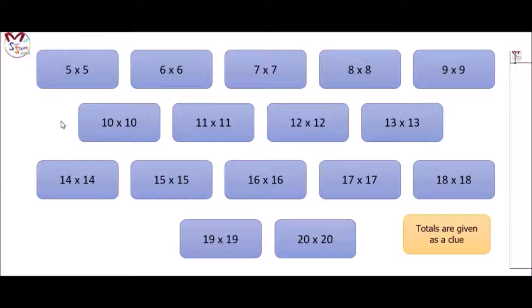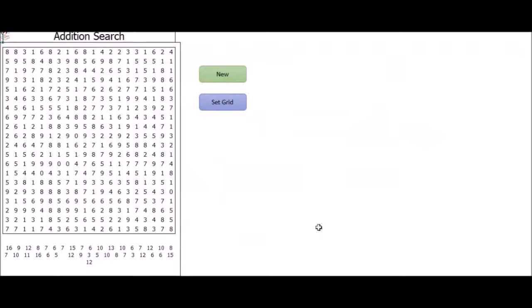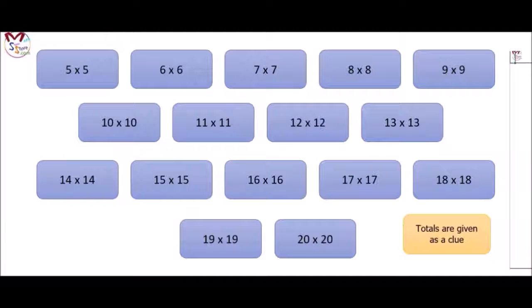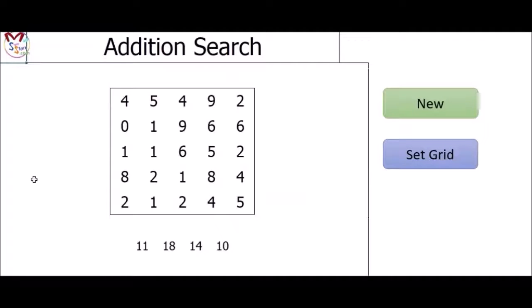Edition number searches from mathsuperstore.com. Here we have totals given as a clue. We have a selection of grids from a 20 by 20 grid with the answers, the solutions given as a clue, remember, down to a 5 by 5 grid.